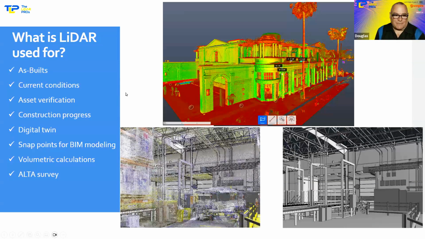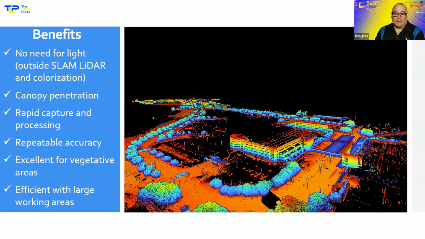LiDAR is fantastic for as-built. It's great for asset verifications if you're dealing with things like ALTA surveys for land and title surveys. If you're doing volumetric calculations, if you're doing any kind of BIM modeling or building a BIM book, LiDAR excels in all of these different areas. For digital twinning, LiDAR is unbeatable, especially for speed.